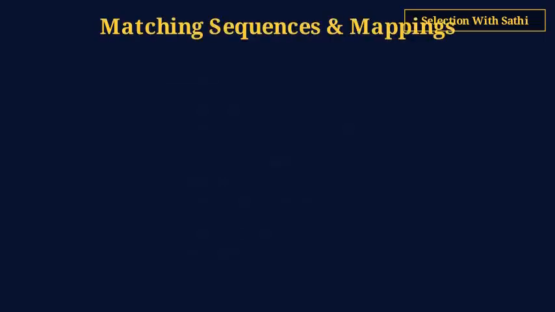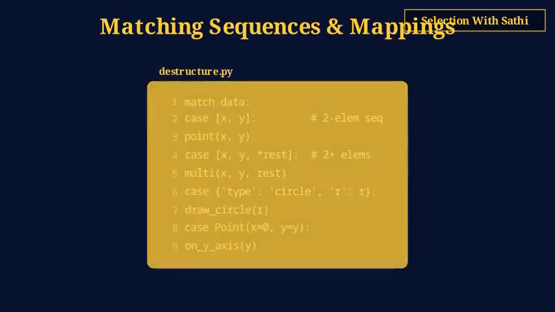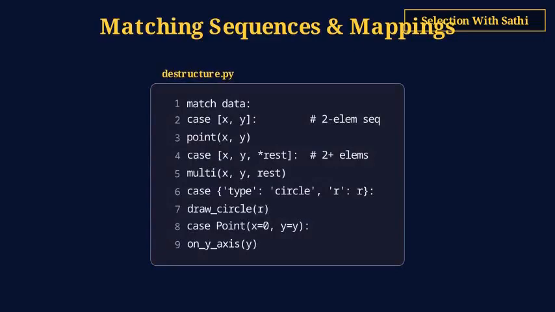Pattern matching can destructure sequences, mappings, and class instances. Case [x, y, *rest] matches a sequence with at least two elements. Case {key: value} matches a dictionary with that key. Case ClassName(x=value) matches objects by their attributes. You can combine patterns with the pipe operator for OR matching.